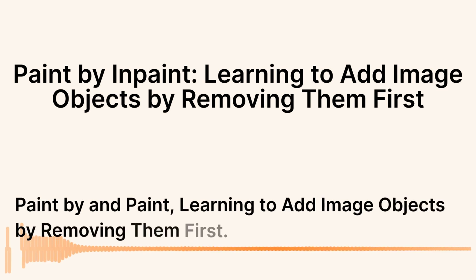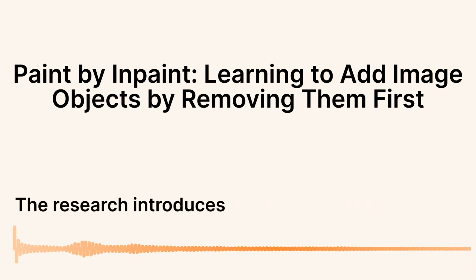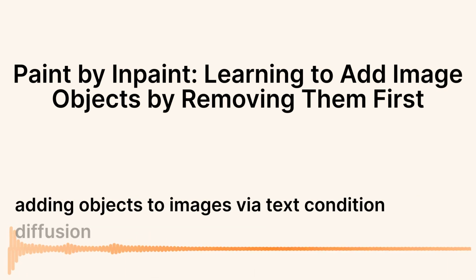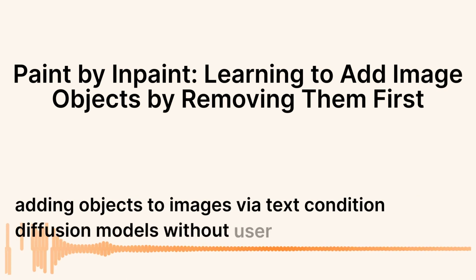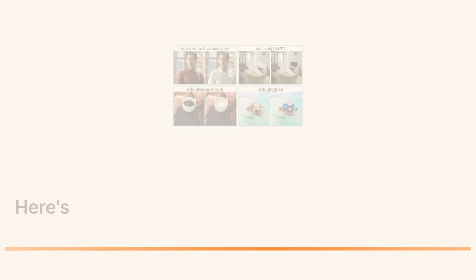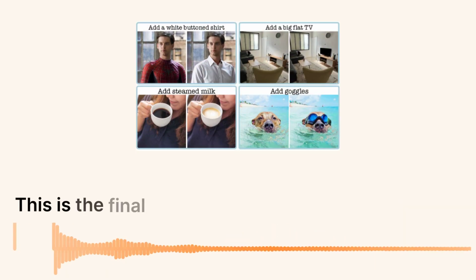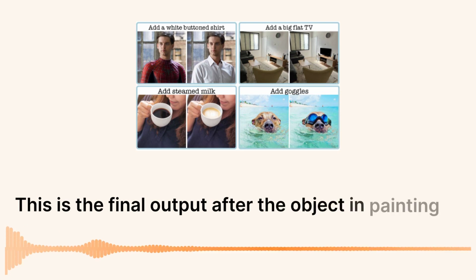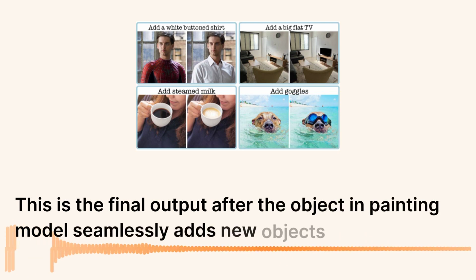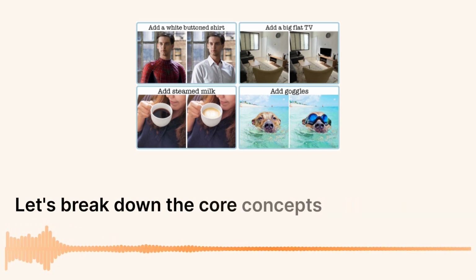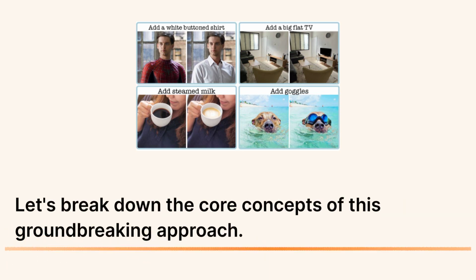by Removing Them First. The research introduces an advanced method for adding objects to images via text condition diffusion models without user-provided masks. Here's a visual example of what their model can achieve. This is the final output after the object inpainting model seamlessly adds new objects based on textual inputs. Let's break down the core concepts of this groundbreaking approach.